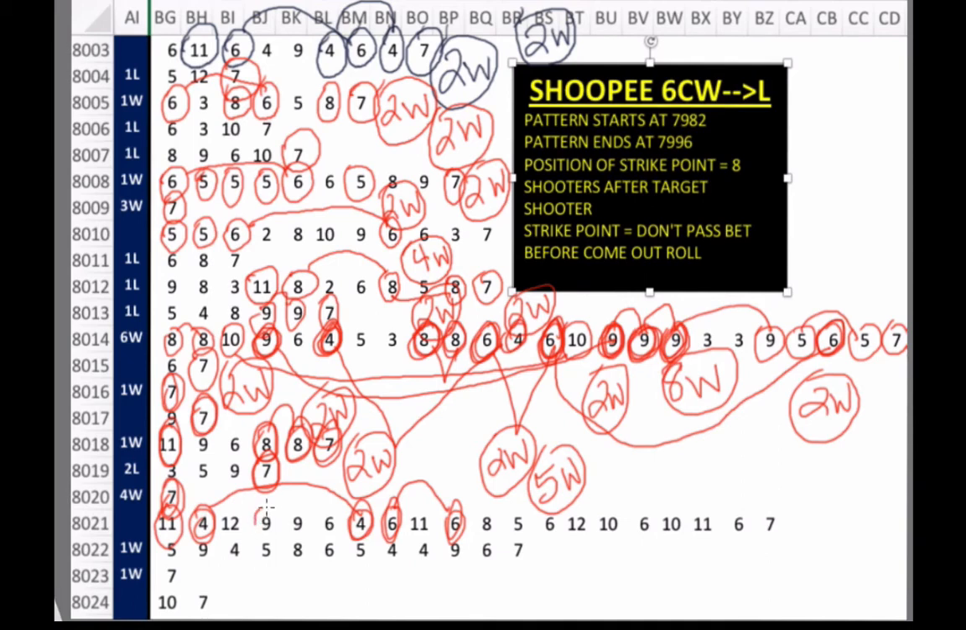Here's another one. From this 9 to that 9 is 1. From this 6 to that 6 is 2. 11 is 3. From this 6 to this 6 is 4. And that's it. Another 4-win series. Let's see what else we have.